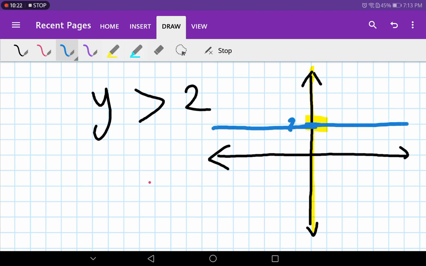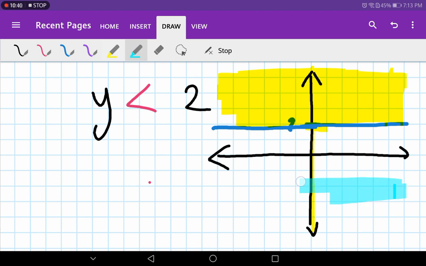Now read it, Yazan. Y greater than 2. Up or down? Up. Because it is greater, greater means what? Up. Yes, Abdullah, greater means what? Up. If it is less, it will be down. Is it clear?